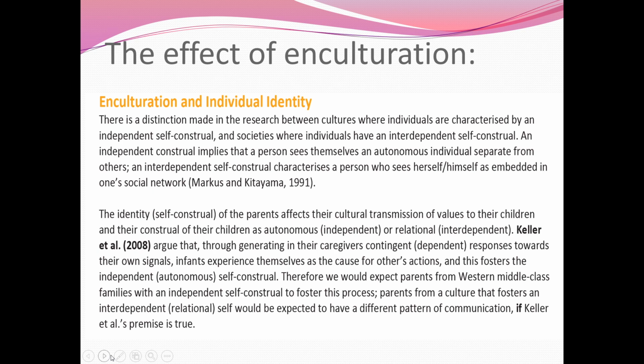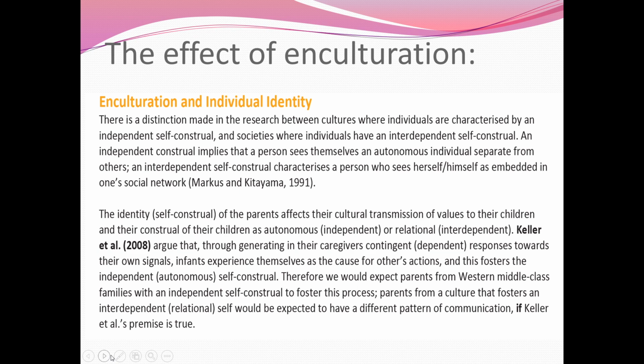If you have an interdependent self-construal as a parent, you see yourself as a parent maybe more than you do as an individual. You see yourself as part of that familial group, that wider family group. So you expect your children to have the same idea of themselves as part of that group. So you won't necessarily expect your children to have autonomy over their ideas and behaviour. You would be more likely to think of your children as being part of the family rather than individuals first.